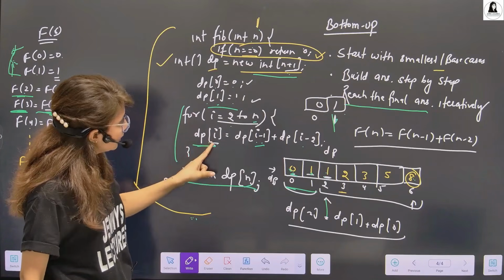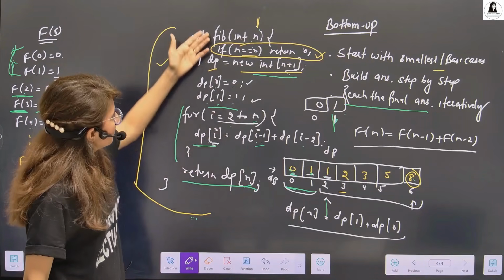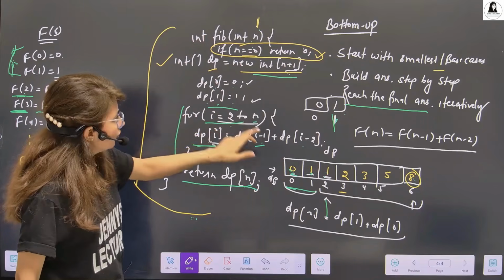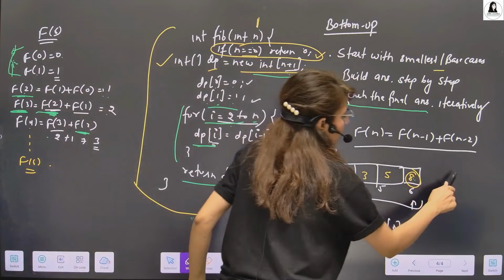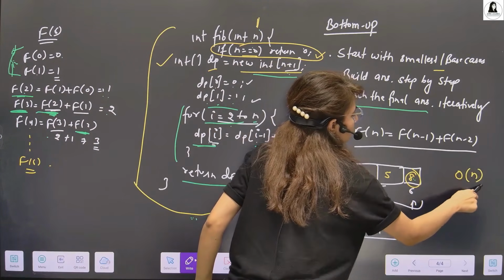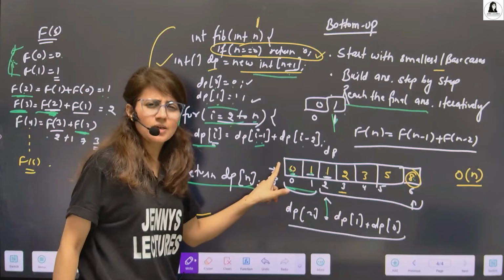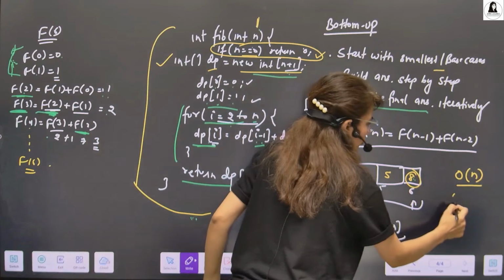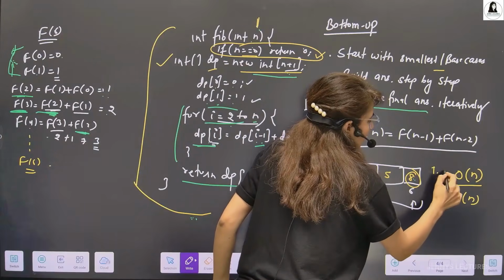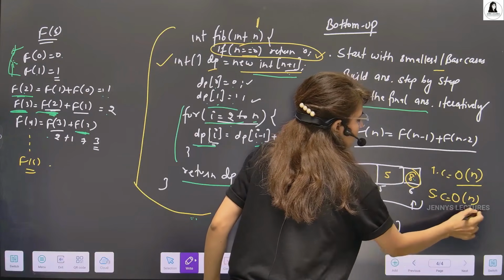Okay, same in this case also. Time complexity: we are running the loop from 2 to n, so it's order of n. Space complexity: what extra thing are we taking? The DP array, which is of size n plus 1, so it's order of n.